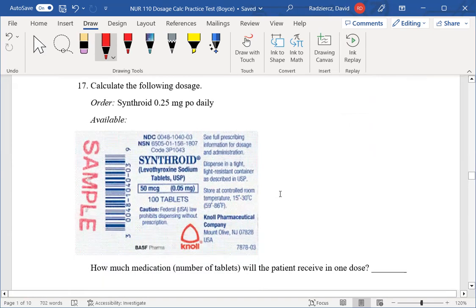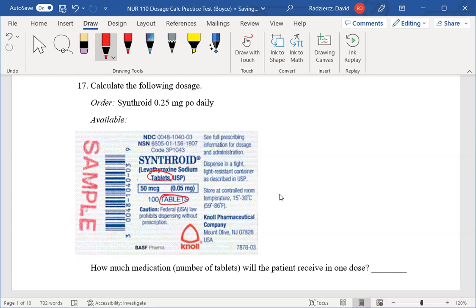All right. Here's another question with a label. It says Synthroid 0.25 milligrams daily. So it doesn't really tell us what Synthroid is in the order, how it's being administered. So we need to know how it's available. We're going to see that when we look at the label tells us a couple of times that it's tablets.